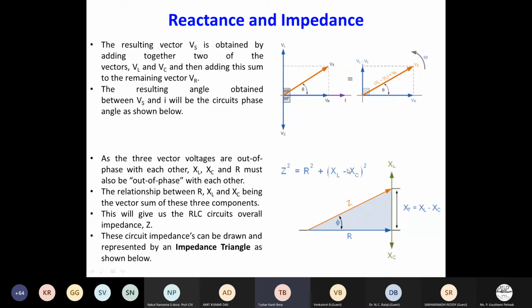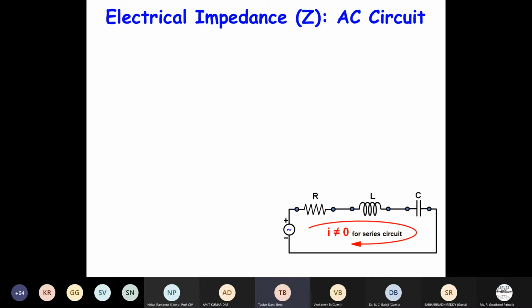And depending on those parameters, the dominating property will decide whether the voltage will be leading or the current will be leading. That means the circuit will be called an inductive circuit overall, or it will be called an overall capacitive circuit.